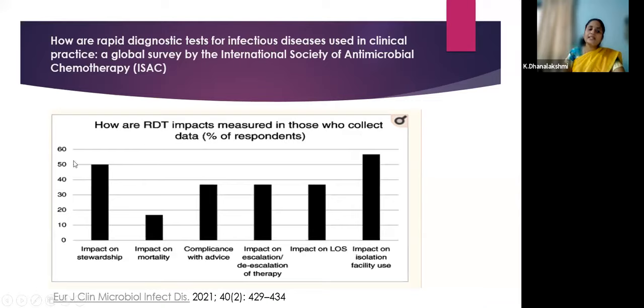The next most common impact is on the stewardship program, as I already told you. So it becomes an integral part of the antimicrobial stewardship program. The other effect is a little impact on mortality. With further molecular diagnosis, now we have gene testing for carbapenem resistance also. You know the mechanism and you can adjust the drugs accordingly. So it has an impact on mortality also, and on compliance with advice. If you tell patients through the test, they will be more compliant with whatever you are following. So it helps in following the child, and in escalation and de-escalation.